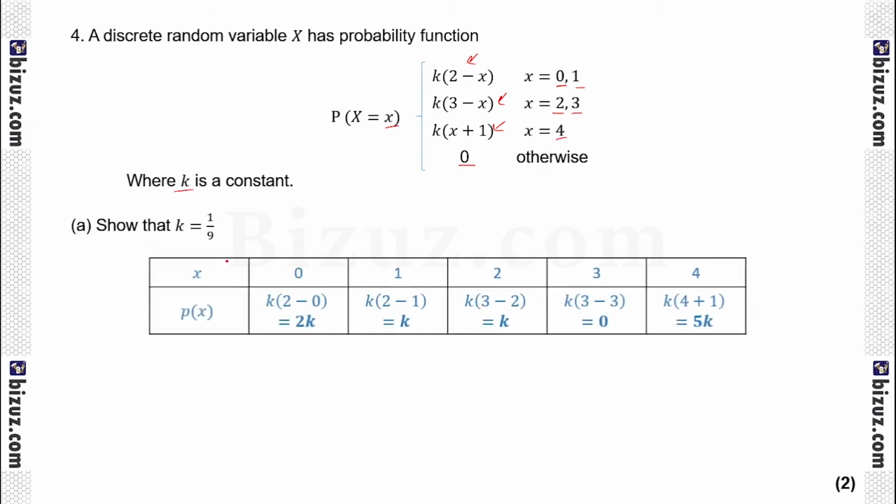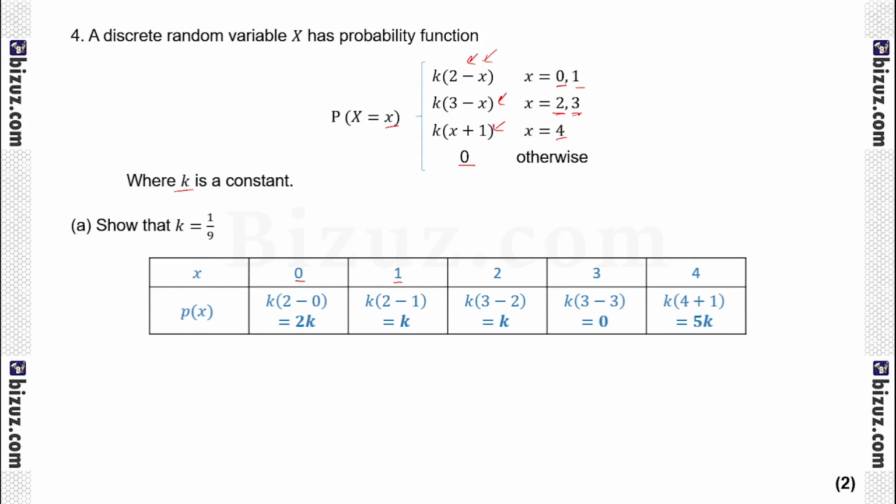Now, first thing, I'll evaluate, or at least simplify, the expressions here for the probabilities. For x equals 0 and 1, all that we need to do to find the probability, or at least the expression for it, is plug it into this formula right here: k into 2 minus x. So here it's k into 2 minus 0, that's 2k. For x equals 1, it's k into 2 minus 1, that's k into 1, so just k.